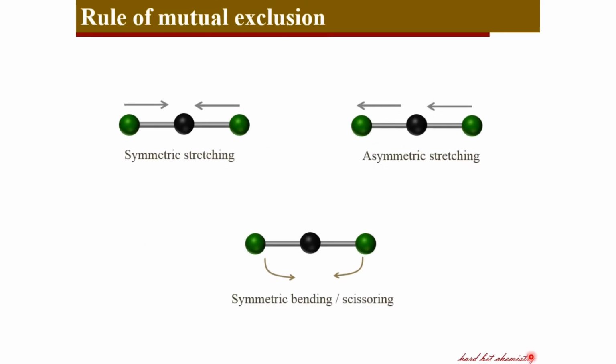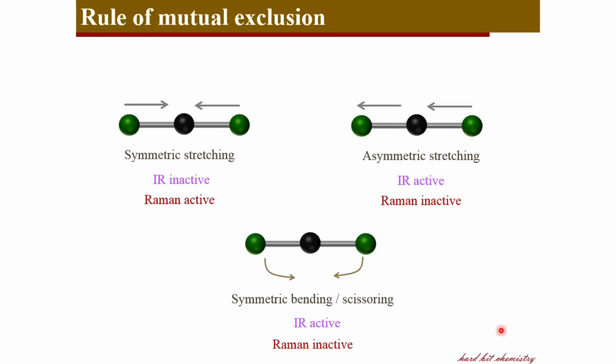And let's now compare the Raman and IR activities of carbon dioxide molecule, which is a centrosymmetric one. That means the molecule possesses a center of symmetry. So in that case, we see that the symmetric stretching is IR inactive and Raman active. The asymmetric stretching is IR active and Raman inactive, and the symmetric bending or the scissoring motion is IR active and Raman inactive. That means those vibrations which are IR active are Raman inactive, and the vibration which is IR inactive is Raman active. This is true for all the molecules possessing a center of symmetry.